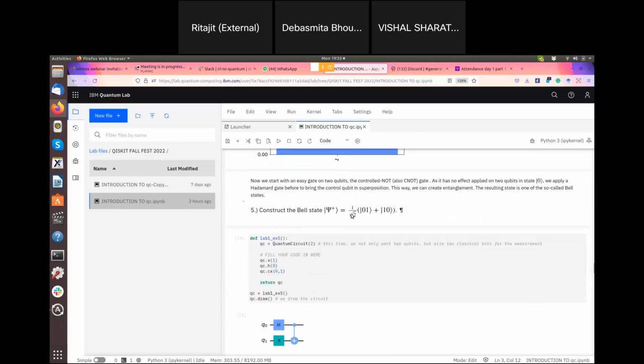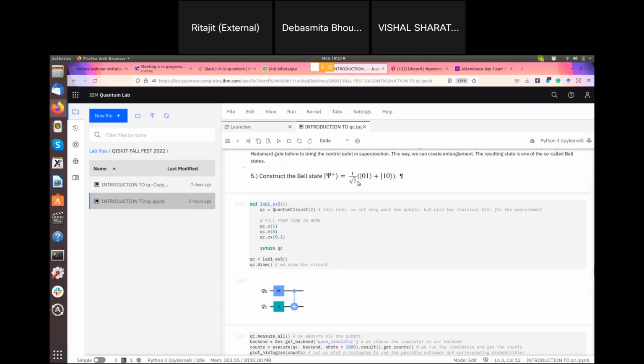So for the Bell state, as you have seen, it is 1 by root 2, (0,1 plus 1,0). And you have also seen this circuit in Ritojit's slide. So how to design this? There are two qubits as you can see, so we can take QuantumCircuit(2) for two qubits. Now you have to input a Hadamard gate in the first qubit and a bit flip or X gate in the second qubit. So the first qubit is Q0, the second qubit is Q1.